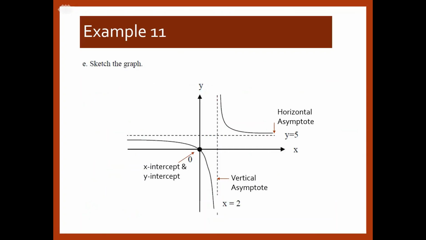Finally, combine all the information obtained on the xy plane and sketch the graph. X and y-intercept are both at point (0, 0), vertical asymptote at x equal to 2, and horizontal asymptote at y equal to 5. You should be able to obtain the following graph.